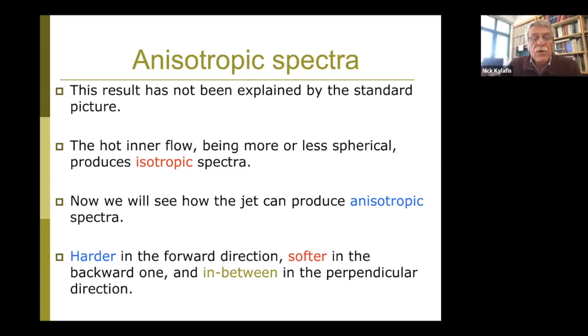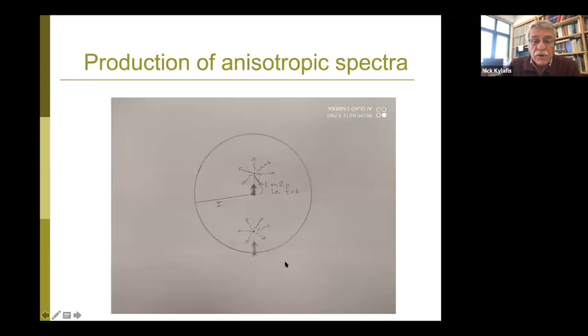Okay. Now I will convince you that even in a spherical cloud, you can produce anisotropic spectra, and I'll tell you how. Then I will proceed to convince you that a jet always produces anisotropic spectra. So here I have considered a spherical cloud of temperature T and optical depth tau, say a few, let's say 3 to 4. If there is a point source at the center and the source emits isotropically, then the spectra will be isotropic also, because spherical symmetry is preserved.